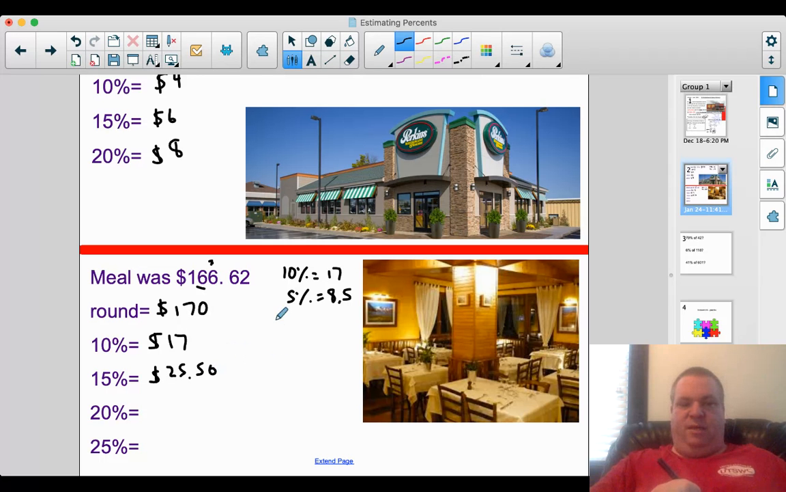Okay. 20% is just two 10%. So that's 17 plus another 17, which is 34.